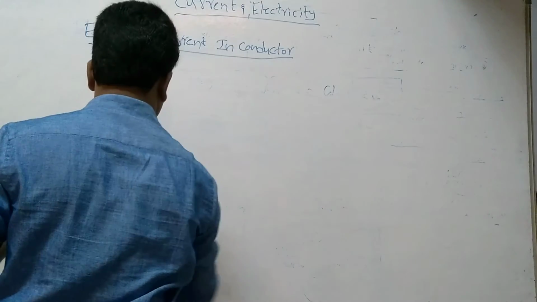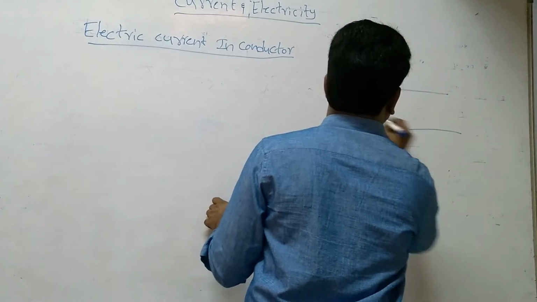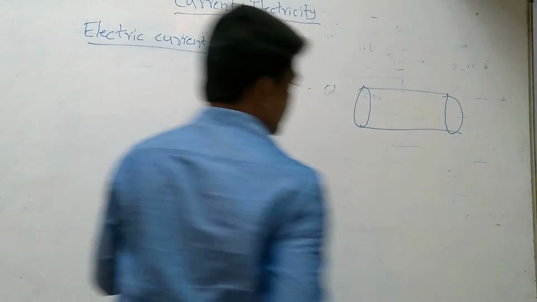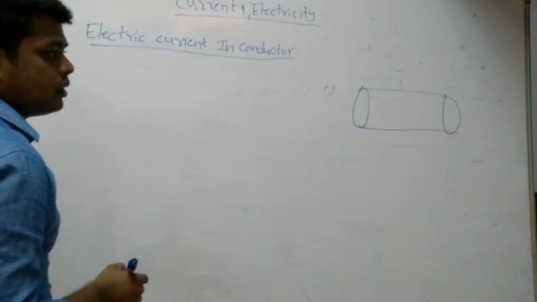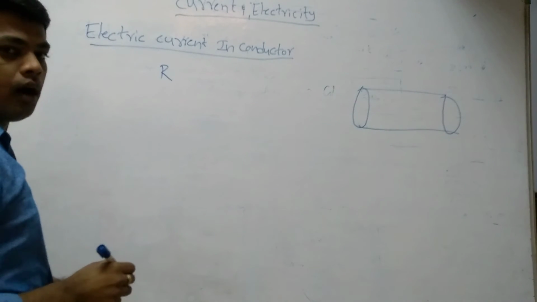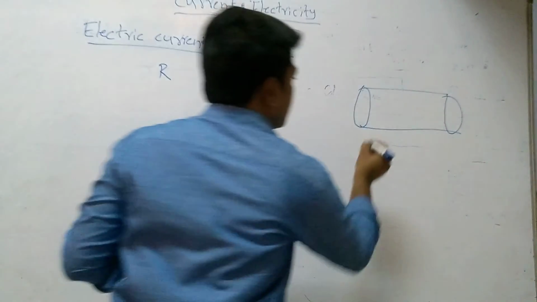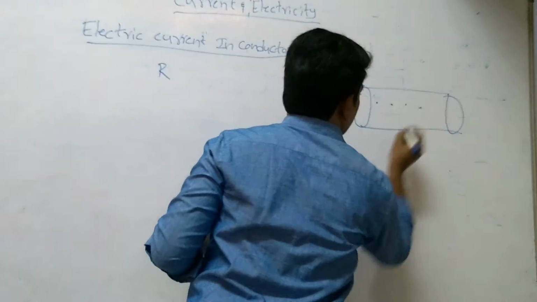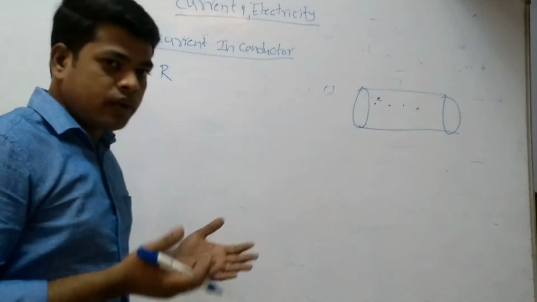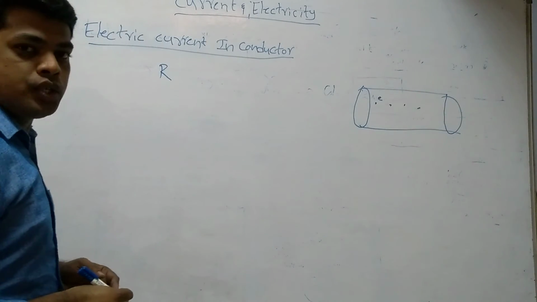So let's take a cylinder having two ends. The radius is capital R. In this conductor there are ions and also some electrons. Ions means positive atoms or negative atoms. Here, due to the thermal energy, the electrons will move in the conductor.